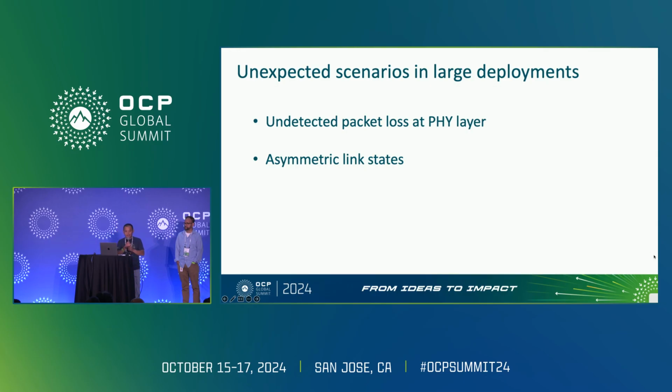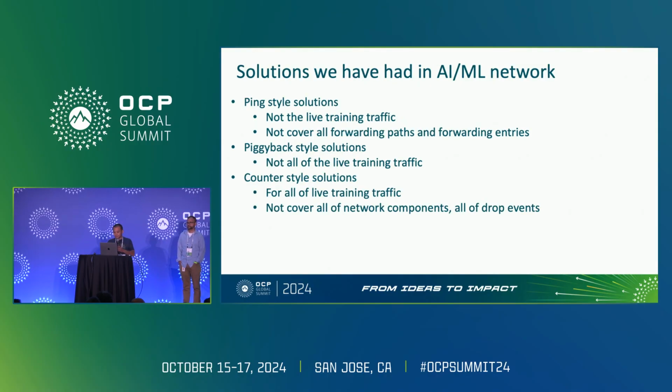So we need multiple capabilities that can cover all the link failures for all components and any reason. So what capabilities do we have? Currently, we have the ping-style active probing tools, but they do not represent the real training traffic. As a result, they cannot cover all forwarding paths and forwarding entries.